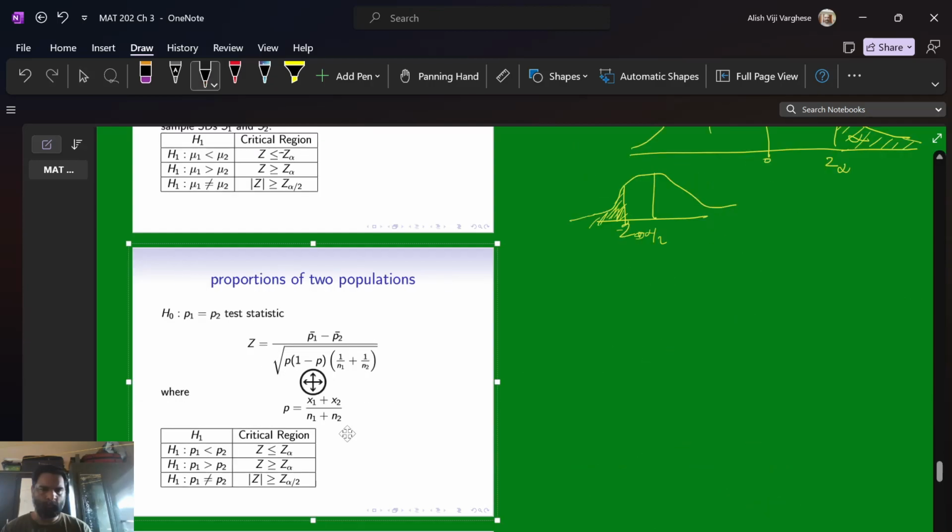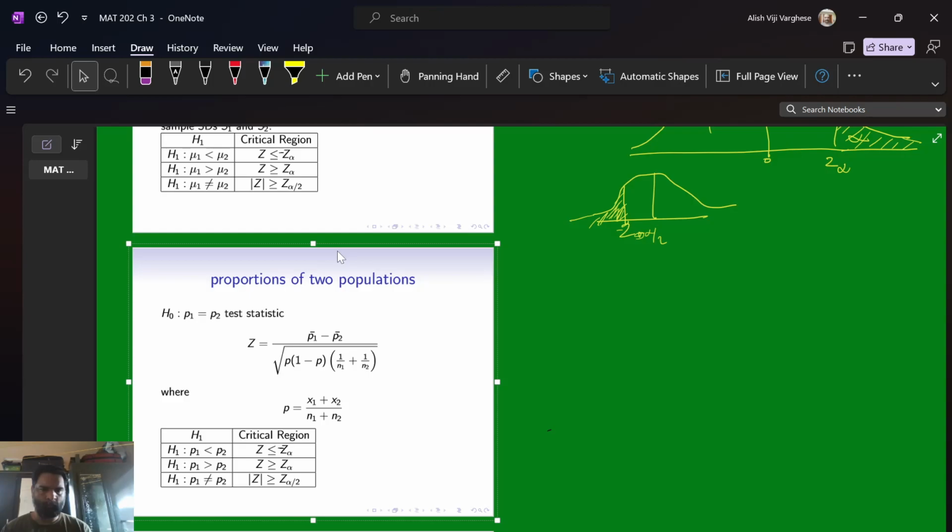Then here we compare the proportions of two populations, and anyway, here also we have made the same mistake, minus Z alpha. Okay, anyway, here we consider proportions of two populations, and the null hypothesis P1 is equal to P2, and the test statistic is Z is equal to P1 bar minus P2 bar, where P1 bar and P2 bar are the proportions calculated from the first sample and the second sample of size N1 and N2 respectively.